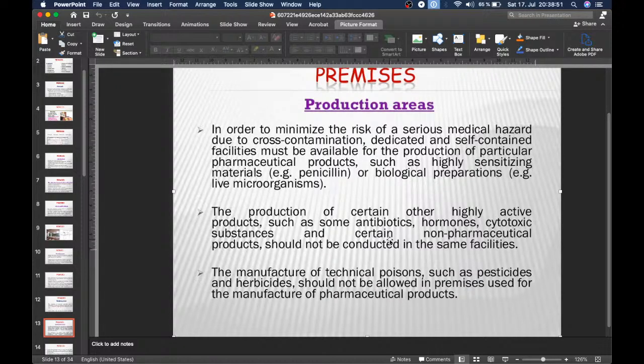And manufacture of technical poisons, such as pesticides, herbicides, should not be allowed in premises used for the manufacture of pharmaceutical products. So, if you're producing poisons or some herbicides, pesticides, and you're also producing pharmaceutical products in the same industry, that will be a catastrophe.